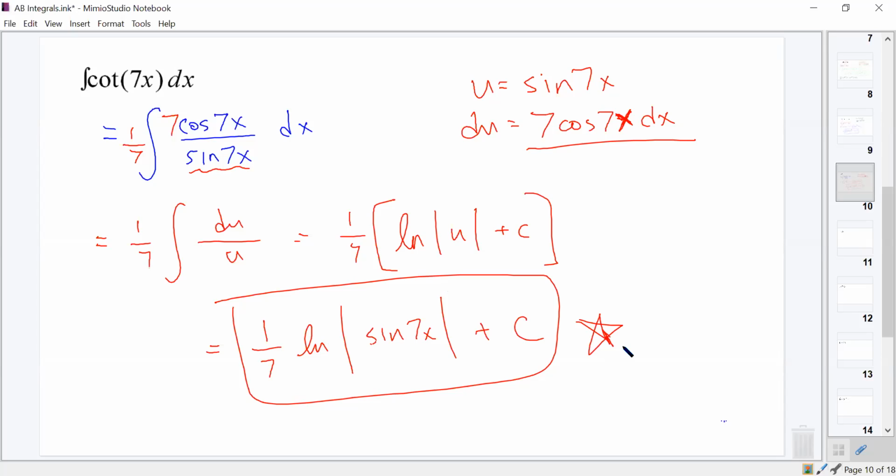Question pertaining to the homework too. So du over u is the same thing as 1 over u times du, right? That's correct. That is 100% correct.